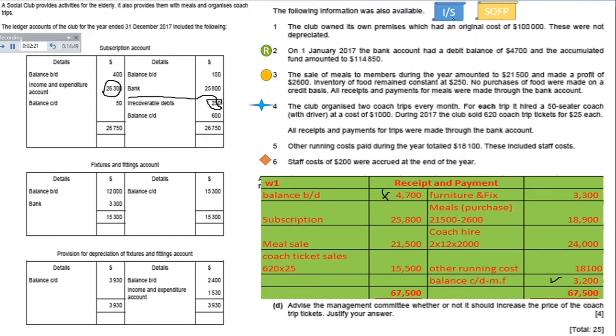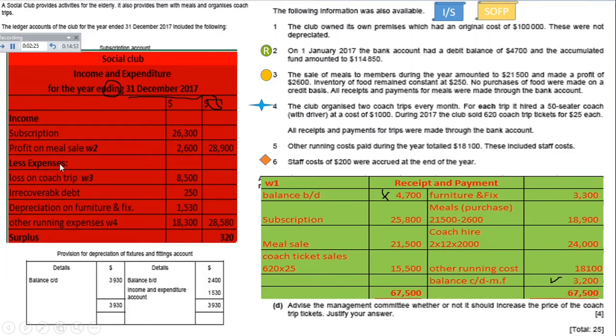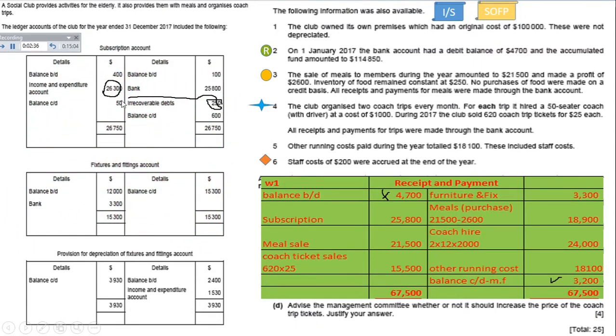So let's have a look in an income statement, the impact. So in the income statement, you have subscription 26300, and then if we see down on the expenses, 250. See, these two data you must make sure you go there. So these two are going to go there, 250, and this one has gone there. So that's understood from your subscription account. So saying that, let's complete the rest of the subscription account.